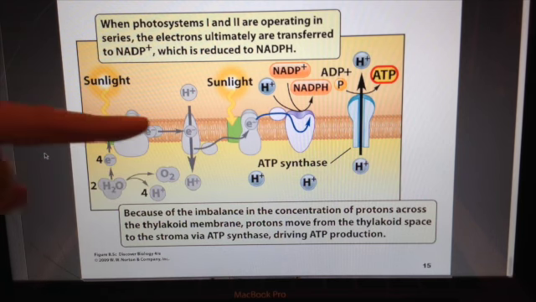What leaves photosystem 1 is the NADP. It's picked up these protons and electrons, and changes to NADPH. So you have NADPH, which is an energy-carrying molecule, and ATP. Those are the two things that are leaving photosystem 1 and going into the Calvin cycle.